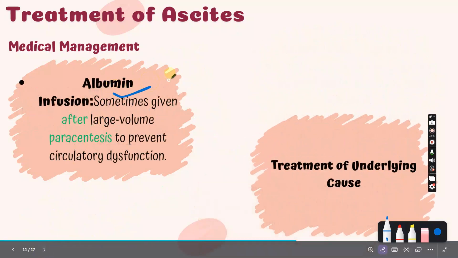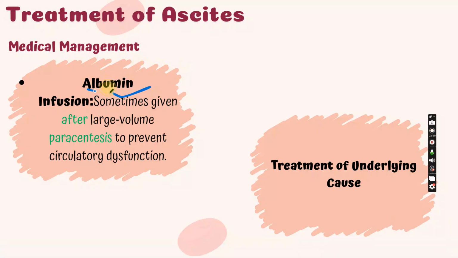Next we have albumin infusion. After paracentesis, we have to do albumin infusion. It is sometimes given after large volume paracentesis. The reason for giving albumin is to prevent circulatory dysfunction.